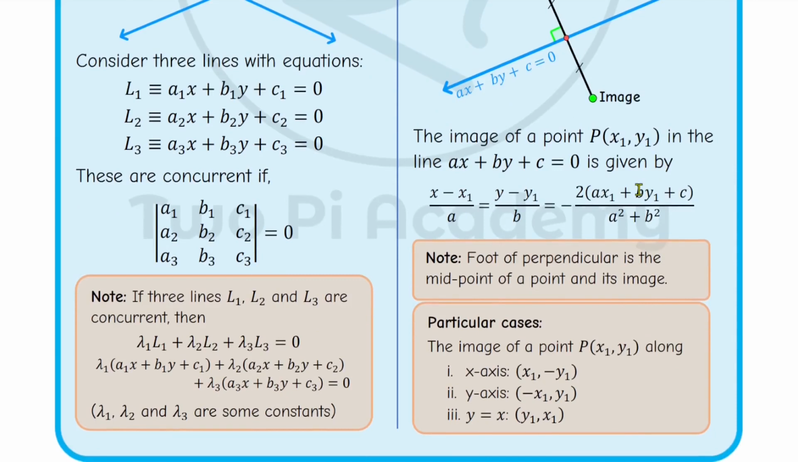And some particular cases of the image are: first, the image of a point along the x-axis is (x1, -y1). The y coordinate will be the negative and the x coordinate the same. And along the y-axis is (-x1, y1), the opposite. And along y = x is (y1, x1). The coordinates will be interchanged.